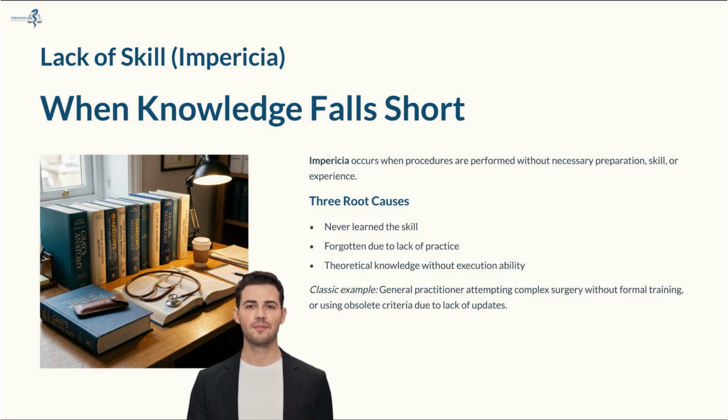Lack of skill can stem from three causes: because it was never learned, because it was forgotten due to a lack of practice, or because, even if the theory is known, one lacks the ability to execute it correctly.